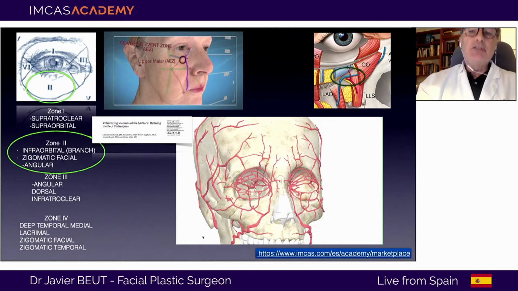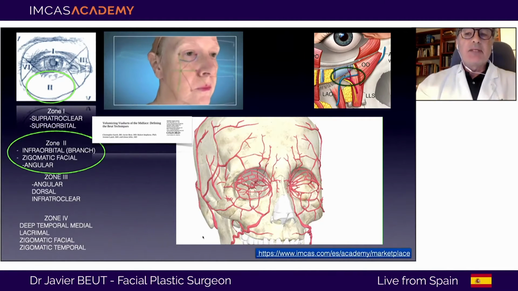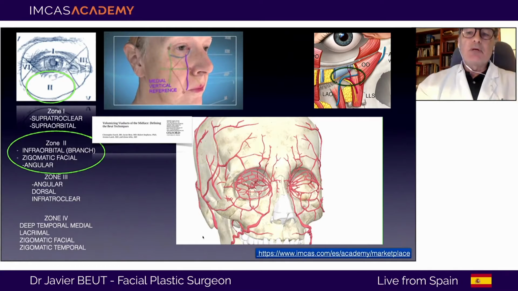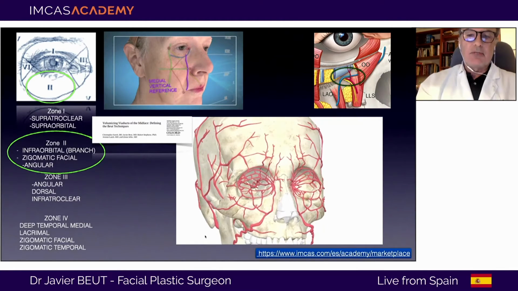All right. So for those who do injections at the tear trough, for those who use the cannula, even the cannula can injure this. Keep in mind, this small artery is not the infraorbital artery. I want to say again, it's just a small branch.